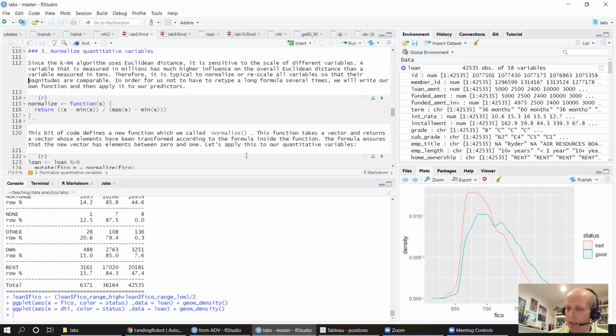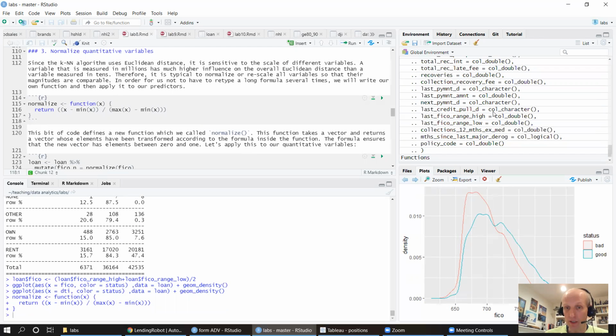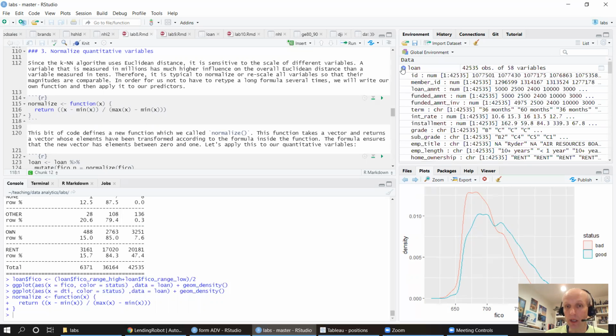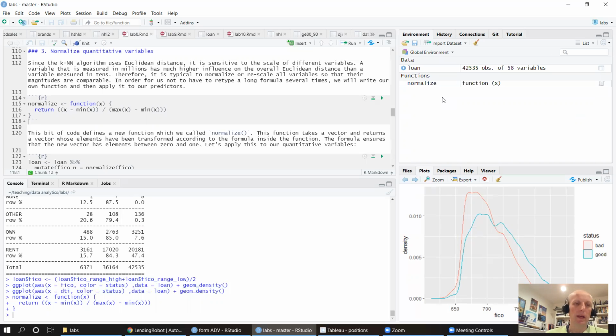That's a useful piece of syntax to know if you want to simplify your coding instead of retyping this fairly complicated formula: subtract the minimum, divide by maximum minus the minimum. If we don't want to keep retyping that formula, we can define it as a function, and that's what we do on this line over here. Now that function appears in our environment, and we can use it in our code. We named the function normalize because that's what it does. It normalizes a vector, a column that we specify.